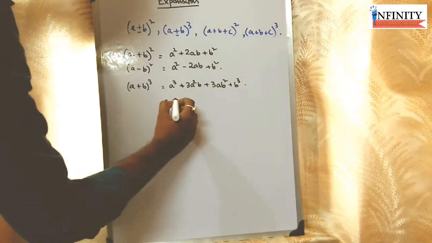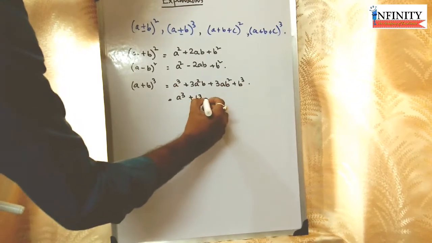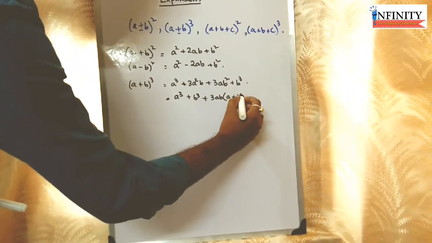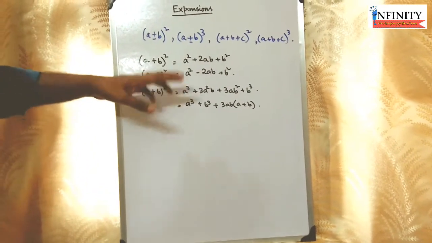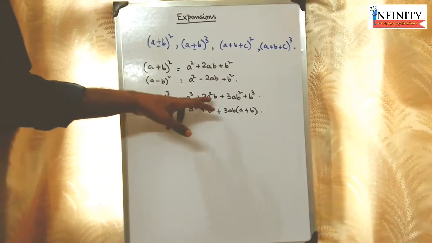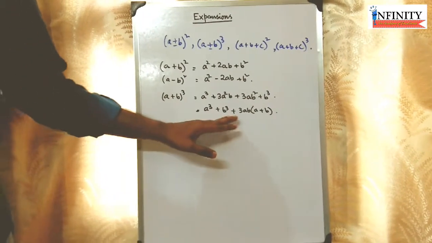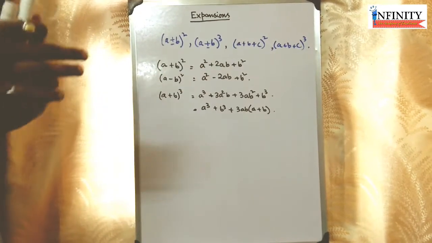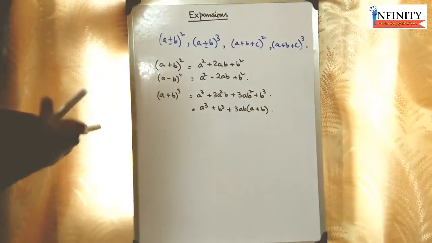It can also be read as a³ + b³, taking these two terms together, and taking 3ab common, this is 3ab(a+b). So (a+b)³ equals... actually, this is one formula. It has two forms: a³ + 3a²b + 3ab² + b³, and another form, a³ + b³ + 3ab(a+b). We'll take these two forms in different cases, and later we'll discuss their examples and applications also.